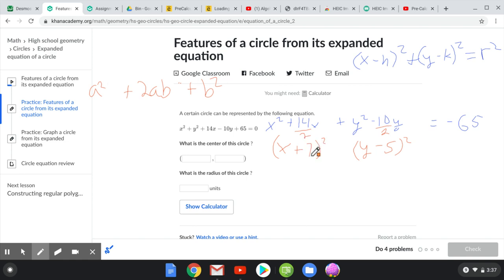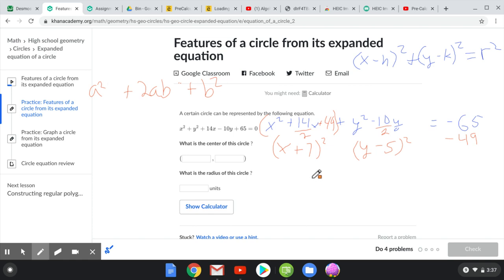So by adding a 7 squared, I added 49. I added 49 here. And this whole thing is becoming this, right? So if I added 49, I need to subtract 49 on this side.